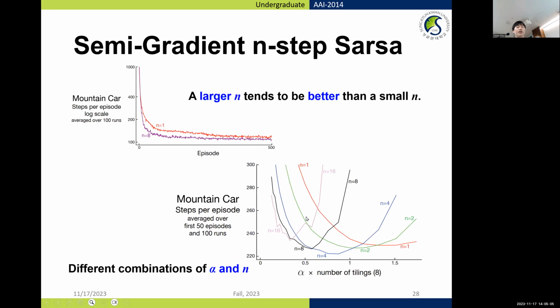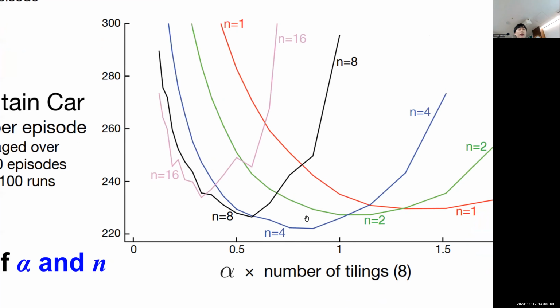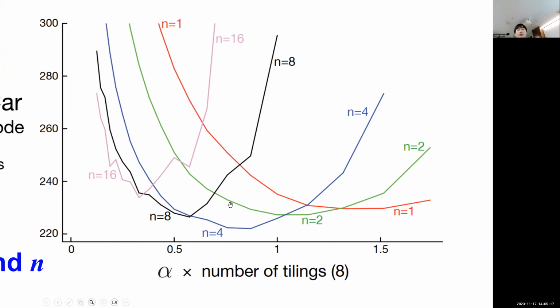And also, we would like to check the different combinations of the step size and the step number of the Sarsa, right? So if you put different n here with different step sizes, we clearly see that.